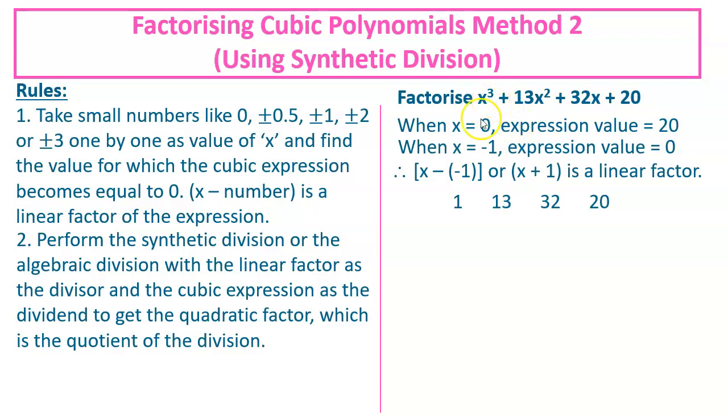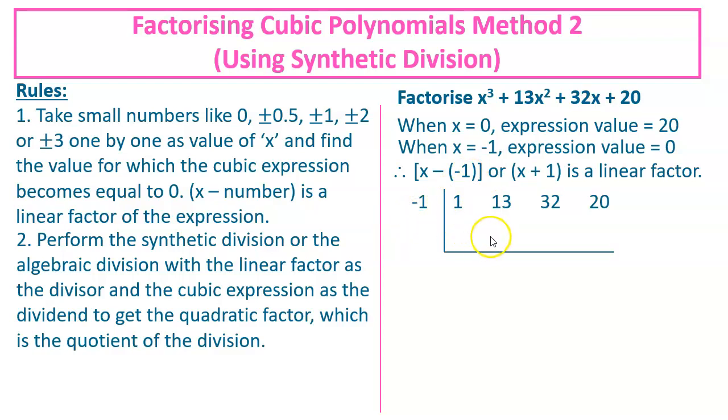Next, what do we do? We have to write this number over here. It is not x plus 1. It should be x minus some number. x minus the number is the linear factor. And what is the number? It is minus 1. So we have to write minus 1 over here.